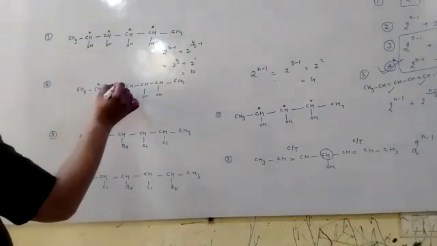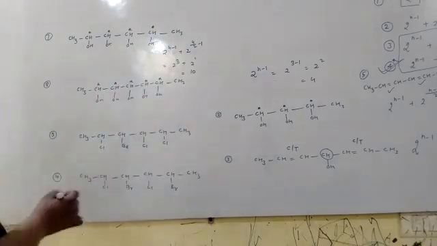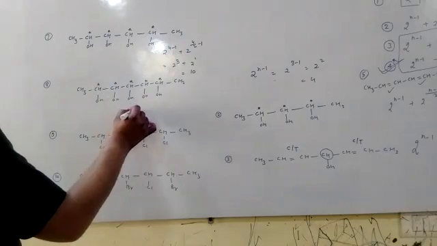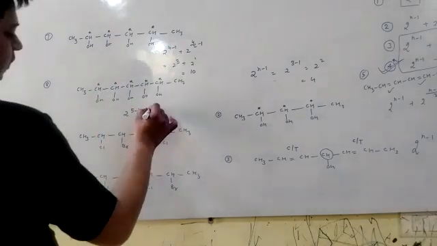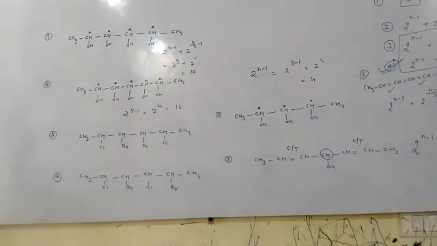Again, four chiral centers are permanent, but one is pseudo, and the molecule is symmetric. So 2 to the power 5 minus 1, so this will be 2 to the power 4, 16. Understood?